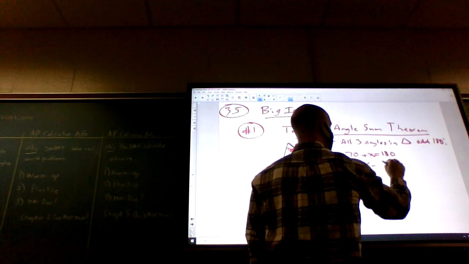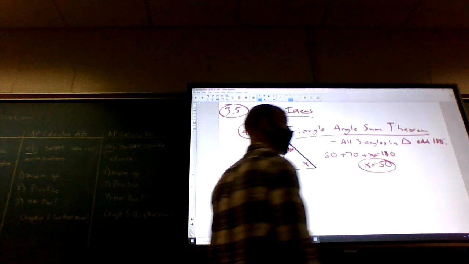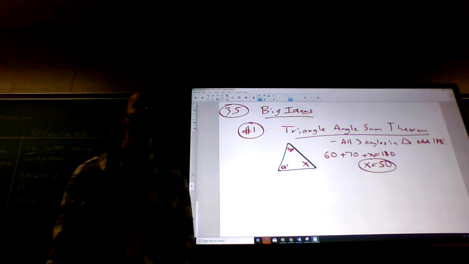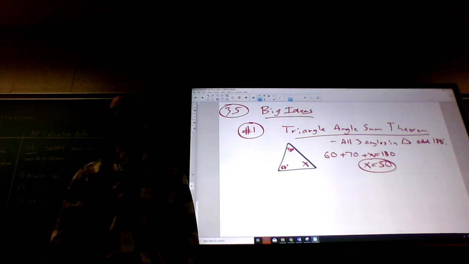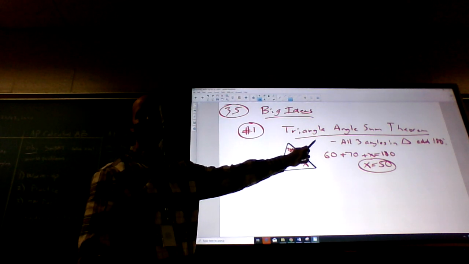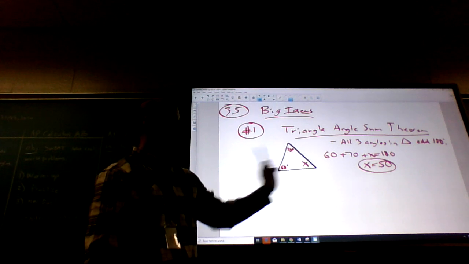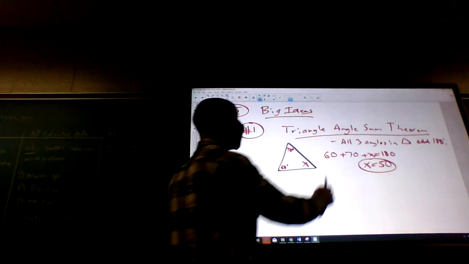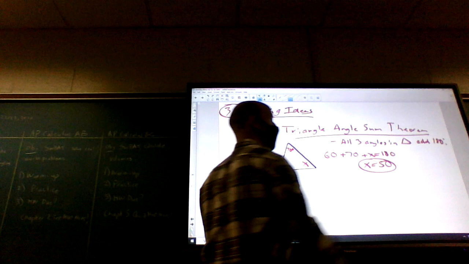X is 50. Now, guys, I'm not telling you that I think it's 50. I'm telling you it has to be 50, because that's what the triangle sum theorem says. It says these three angles have to add up to 180. And if you add these three numbers together, you will get 180.